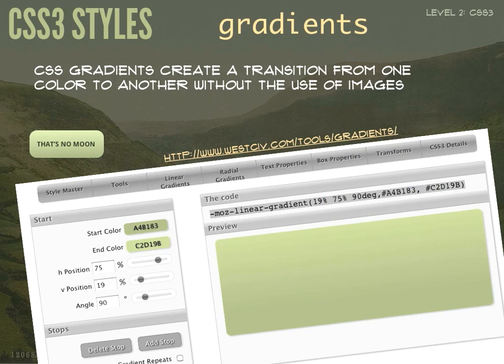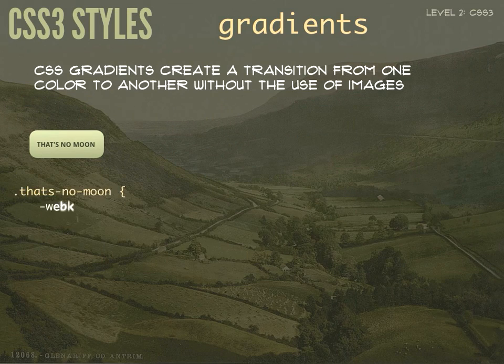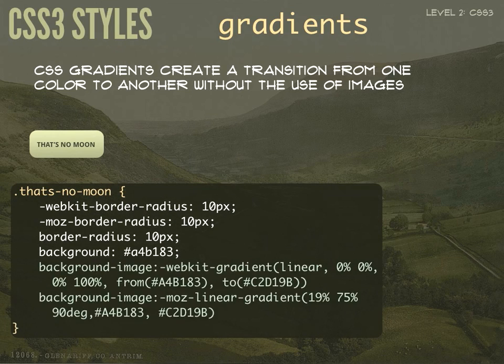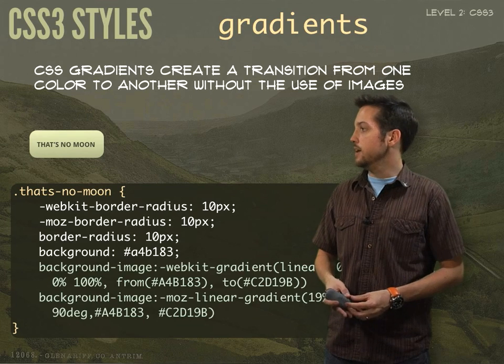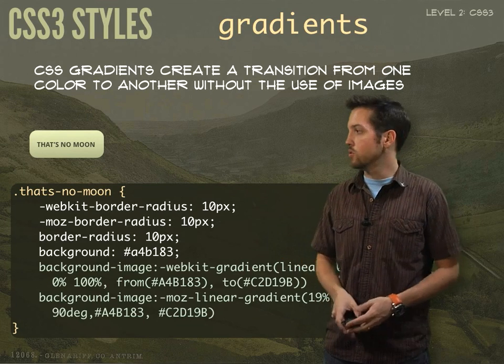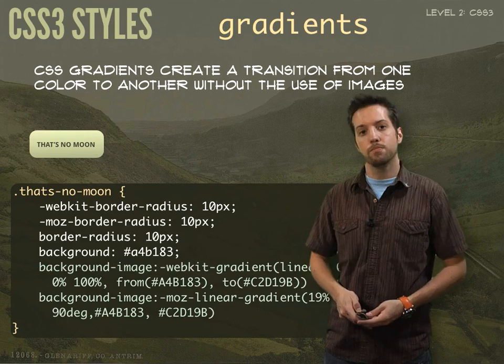So in this case, for our That's No Moon button, here's how we would generate the CSS. We have our background image property, and instead of including an image URL, we've actually set a gradient. So you'll notice we have a WebKit vendor prefix here as well as a Mozilla vendor prefix. And you can see how they're different. But basically we've created a gradient with a button with rounded corners simply using CSS. Pretty cool.